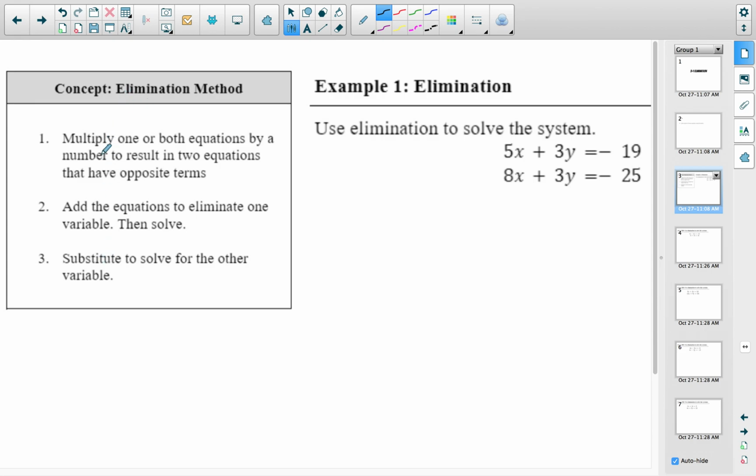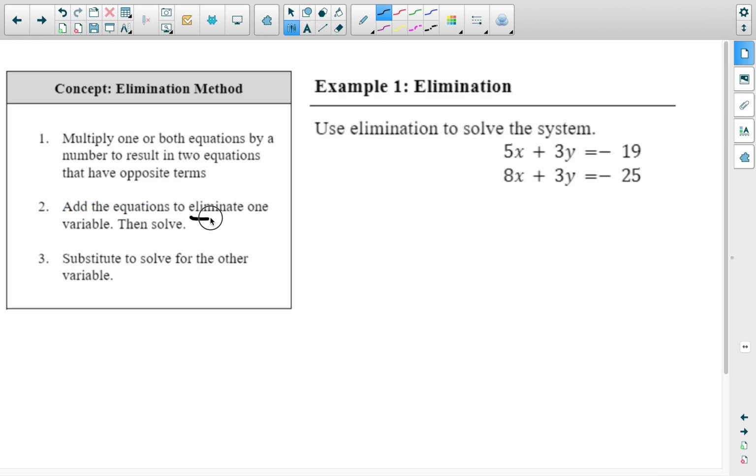Here's a 3-step process for you. The basic concept is that we're going to multiply one or both equations by a number, and then we're going to add the equations and we're going to eliminate one variable. That's the big idea here. We're going to eliminate one variable and then solve, and then we will substitute. So we're actually going to use substitution in elimination, and here's what I mean by that.